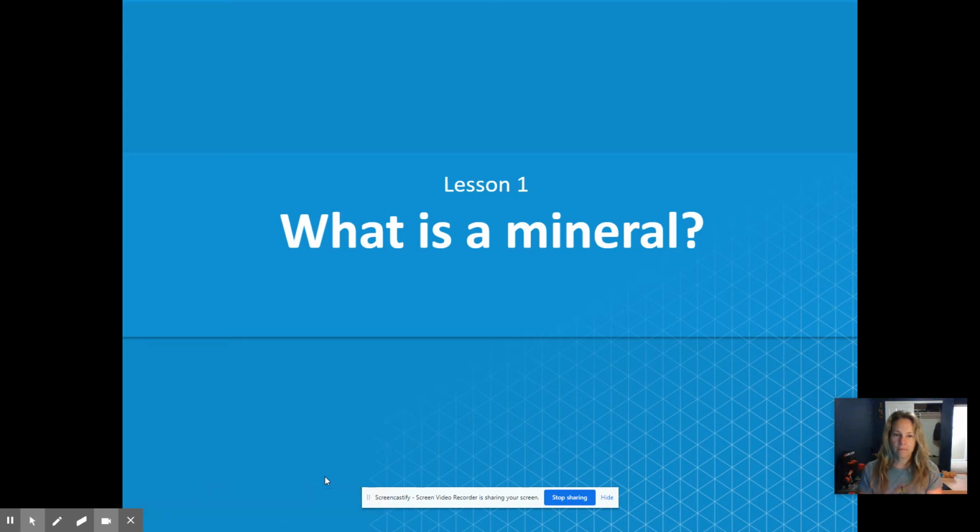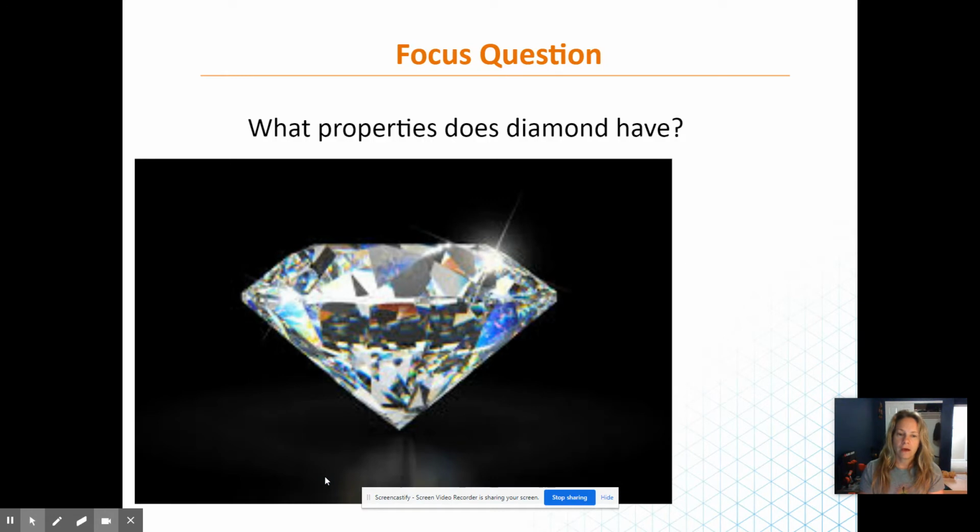All right, so this is lesson one of module three, which is what is a mineral. So basically, we think about what a mineral is. A diamond is a mineral. So the properties that a diamond has, well, if we think about it, it's shiny, so it has a luster. It has a definite chemical composition. It has a definite structure. It's solid. It's naturally occurring. Those are all things that constitute making a mineral.